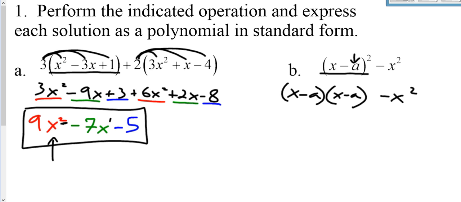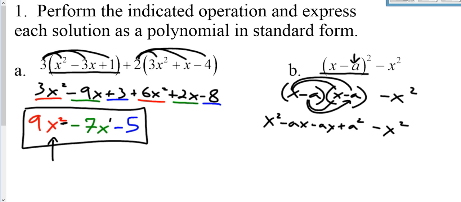So I need to make sure that x is being multiplied by x, that x is being multiplied by negative a, and then also I got to multiply negative a to x and negative a to negative a, so I get plus a squared minus x squared from that second monomial. So at this point, again, I want to collect my like terms. I should notice that I have my x squareds. I have a plus x squared, minus x squared.